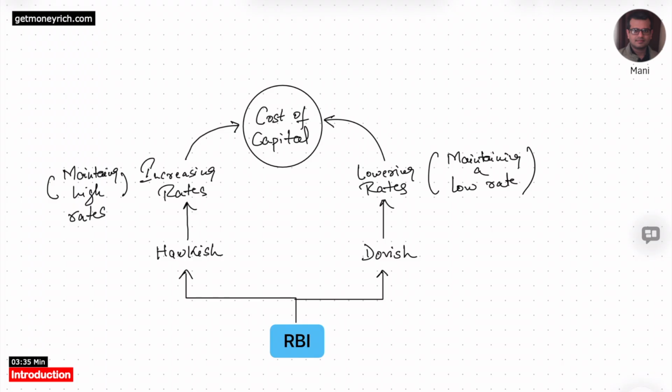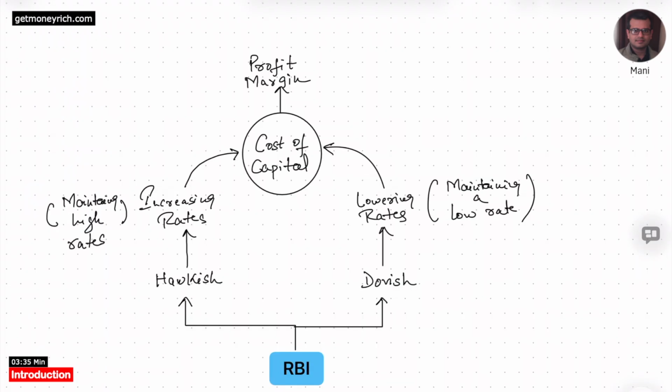So in a way, a company makes more profit when the cost of capital is falling, and when the cost of capital is rising, the companies make less profit. So cost of capital has a direct influence on the profit margins of the company. And when the profit margin of the company changes, it has a direct influence on the stock price of the company. If the profit margin is rising, if the company is making more profit, its stock price will also grow faster. Conversely, if the profit margin of a company is falling, its stock price will also fall.